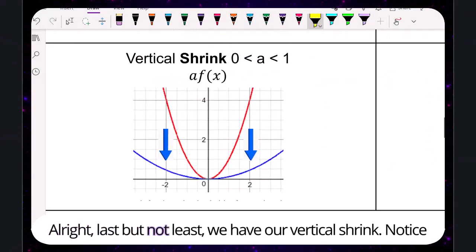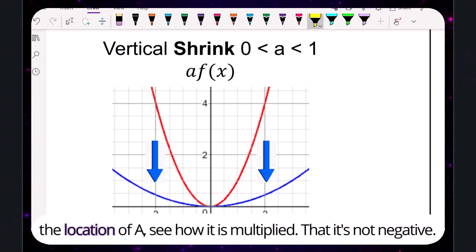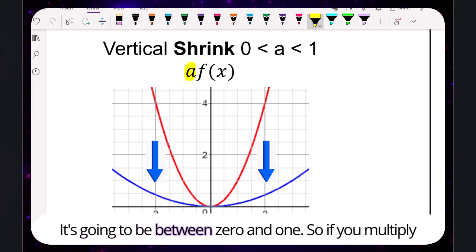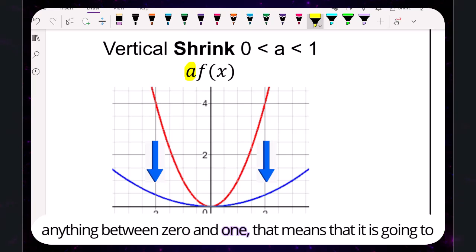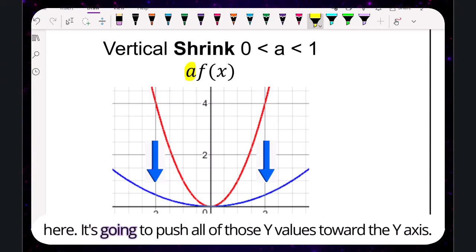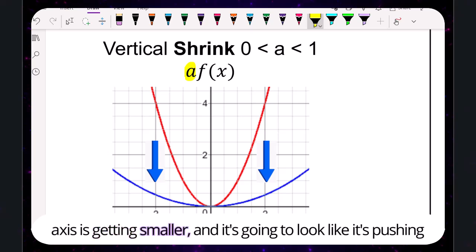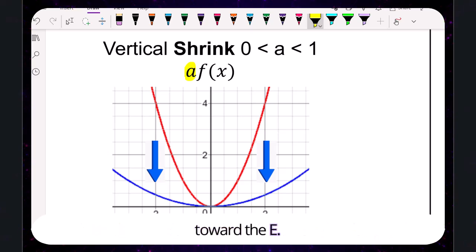All right, last but not least, we have our vertical shrink. Notice the location of A. See how it is multiplied? It's not negative. It's going to be between 0 and 1. So if you multiply anything between 0 and 1, that means that it is going to shrink it. And you can see the arrows here, it's going to push all of those y values toward the x-axis, because your distance between your y values and your x-axis is getting smaller, and it's going to look like it's pushing toward the x.